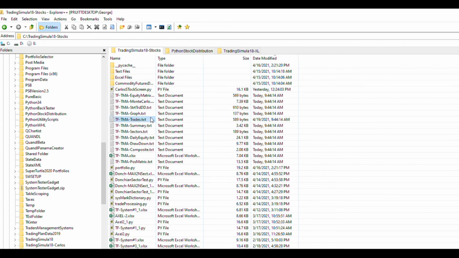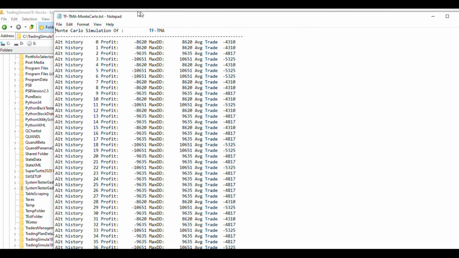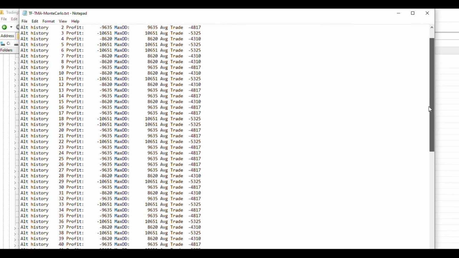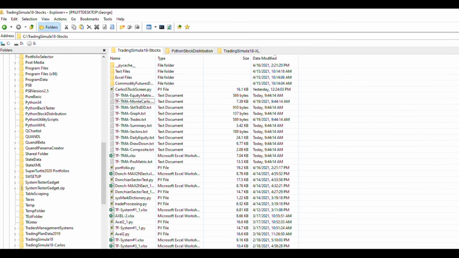This is where you randomize the trades. You take them out of serialization. Where are my Monte Carlo? There we go, right there. Here's 100 histories. Looks like a lot of them are losses. So what does that tell you? That tells you that this system, well, I thought it made money. Maybe it didn't.